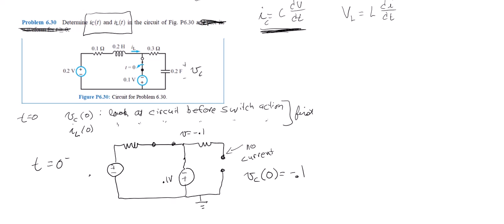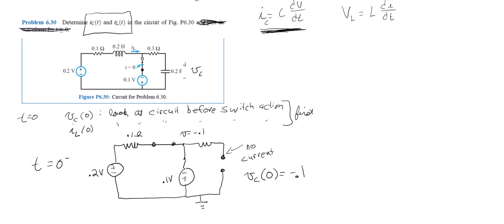Let's see, so this is 0.2 volts over here, and this is 0.1 ohms. Are you asking what 0 minus is? Oh, that's right. I thought we were doing t equals 0. I am, okay, so when I get VC of 0, I have to look at 0 minus. And the same with IL of 0. And so let's go ahead and find out what the current through the inductor is at 0 minus.